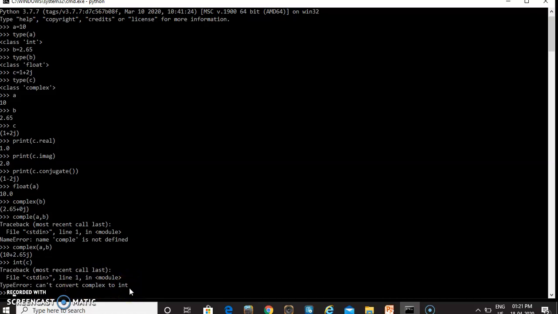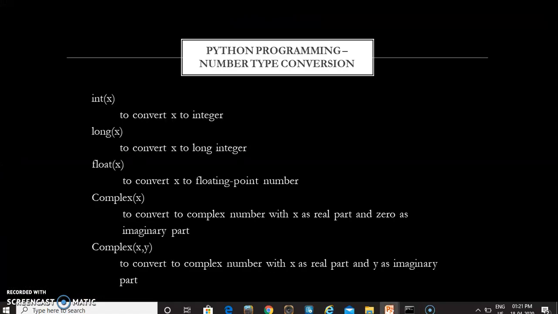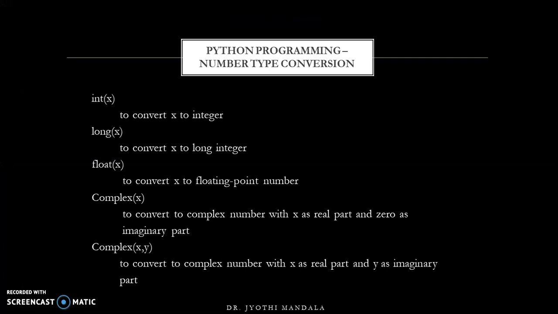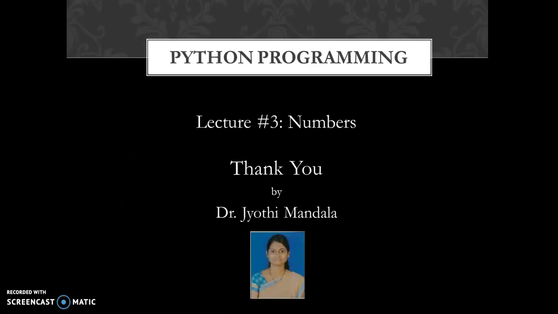Right? These are all the different types of number type conversions, where any number can be converted to int, long and complex, but integer can be converted to float and complex, but complex numbers can't be converted to int and float. Right? So we will come to an end of our third lecture, that is about numbers.